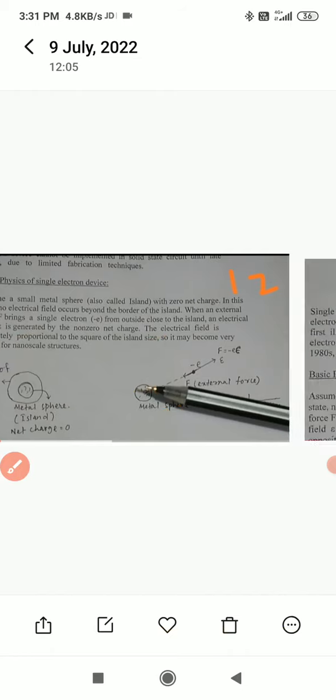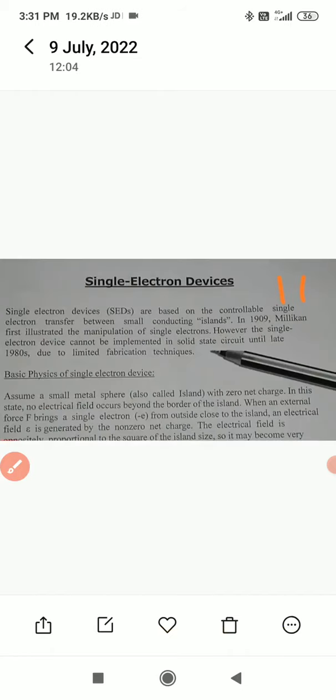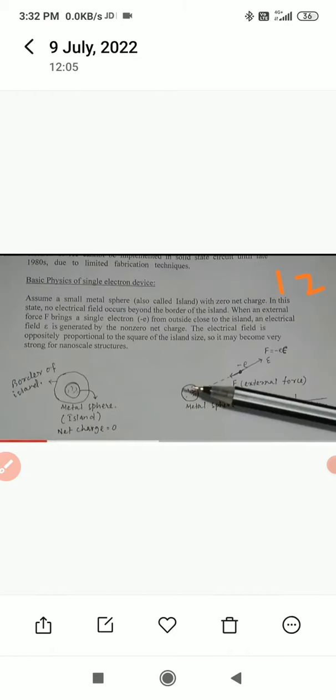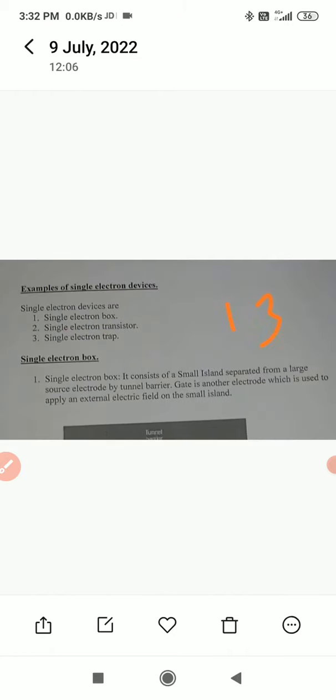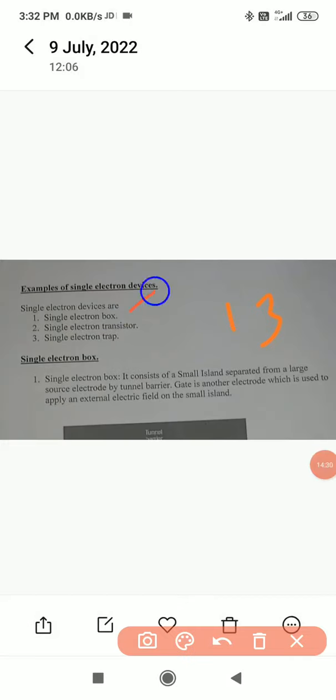So this is the basic principle used in single electron devices. We increase the electric field by decreasing the size of the substance, and we bring the electron towards it, and it will hold more electric field. This is the basic principle used in single electron devices. The single electron devices are single electron box, single electron transistor, single electron trap. Already I explained in the last class the single electron transistor.